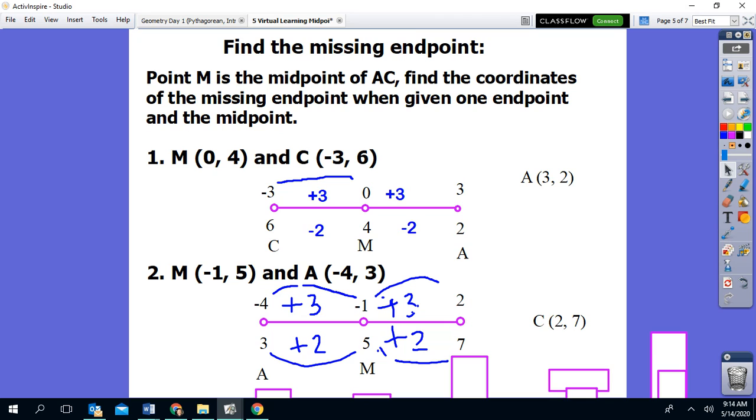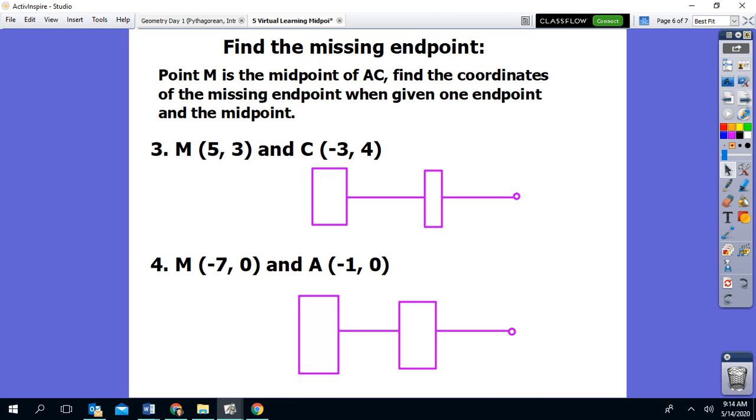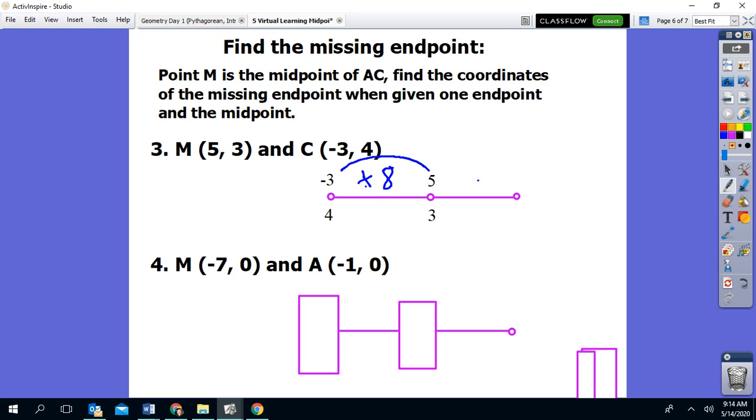All right, let's look at 2 more. Same thing. They give us the M, so you put that in the middle. They give you whatever point. They give me C this time. So I've got -3 and 5. If I go from -3 all the way up to 5, that's a big jump. That's adding 8. If I add 8, I need to add 8 over here as well. So 5 plus 8 would take me all the way up to 13.